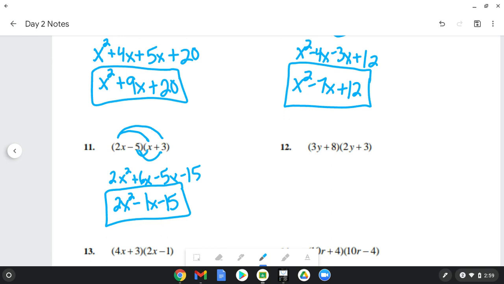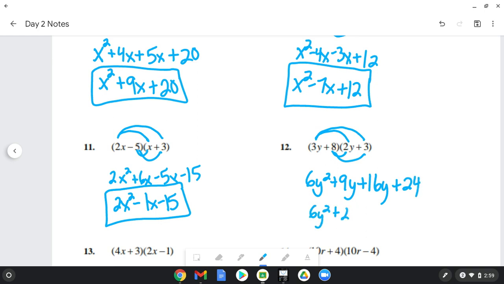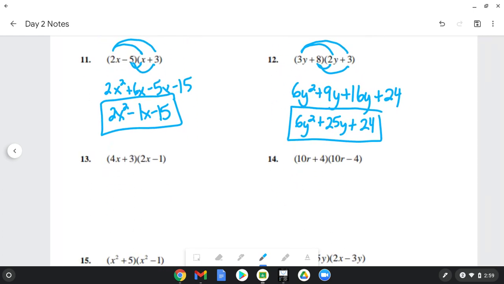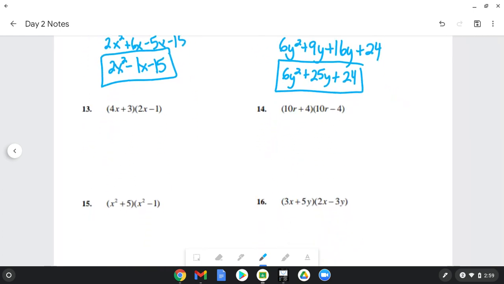And then 12, I'd multiply my first term by both and my second term by both. And I'd get 6y to the second plus 9y plus 16y plus 24. And then if I combine like terms, I'd get 6y squared plus 25y plus 24. That'd be my answer for 12. I'm going to skip 13.